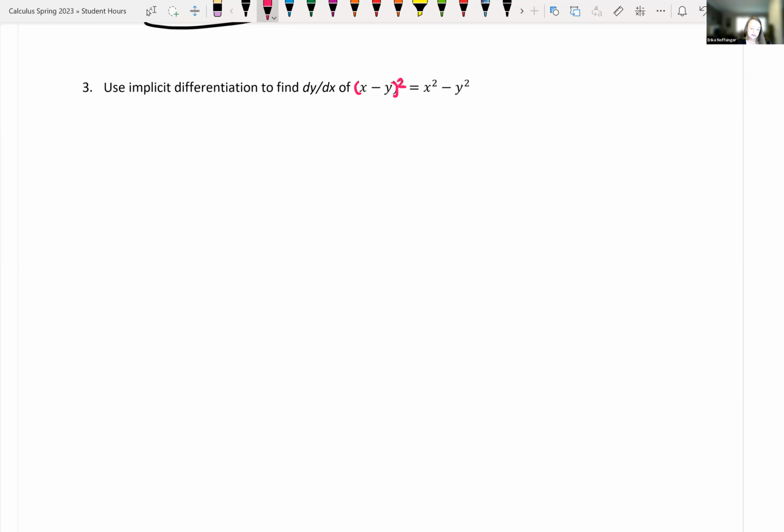Okay, so let's take the derivative of the left-hand side, the quantity (x minus y) squared. That's going to give us 2 times (x minus y), subtract 1 from our exponent, we get 1, times the derivative of the inside. So the derivative of x is 1 minus the derivative of y is 1, but that was a function of x, so we're going to tack on that dy/dx. This is equal to, taking the derivative of the right side, the derivative of x squared is 2x minus the derivative of y squared, which is 2y dy/dx.